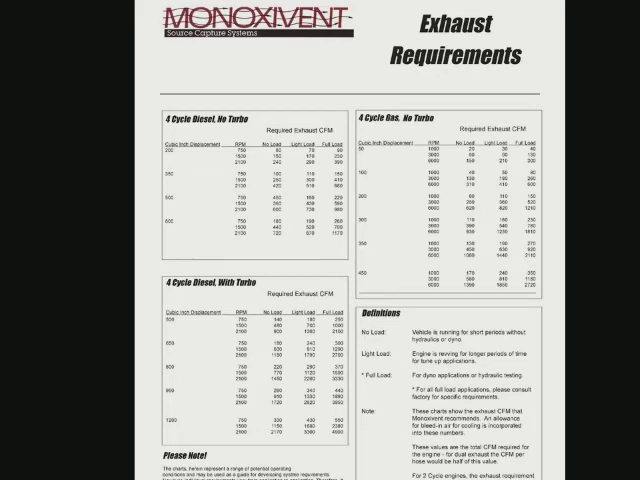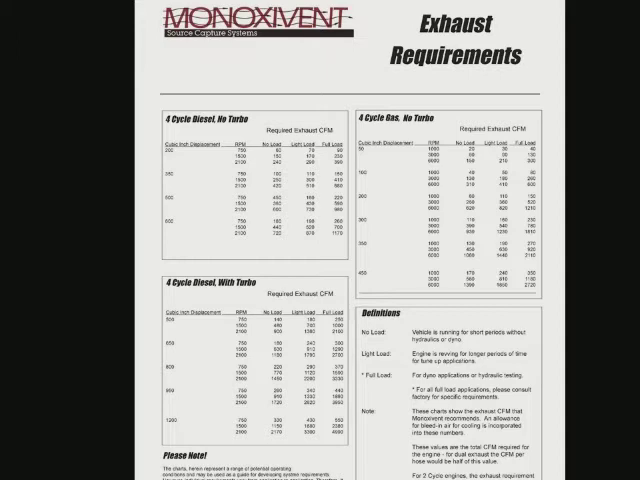Some of the things that are important to us when we are designing systems are what we're up against as far as the engine size or the engine type, how the engines are running, what the size of the engine is, etc. This particular chart breaks it down by engine type: a 4-cycle diesel without a turbo, a 4-cycle diesel with a turbo, and a 4-cycle gas engine.